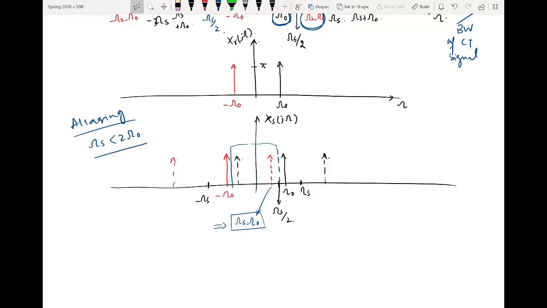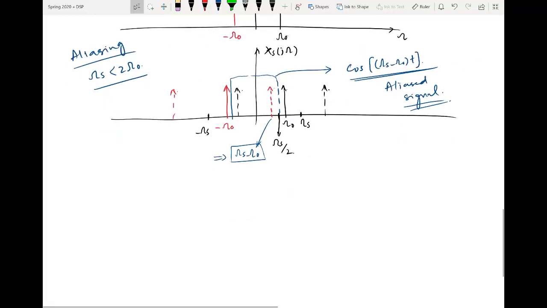So after the filtering, this signal comes out to be cos of (omega s minus omega naught) t, which is definitely not the original signal; it is the aliased signal. Right? So that is the concept of aliasing.